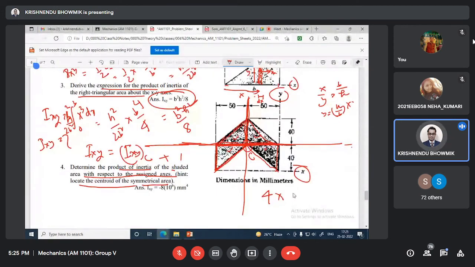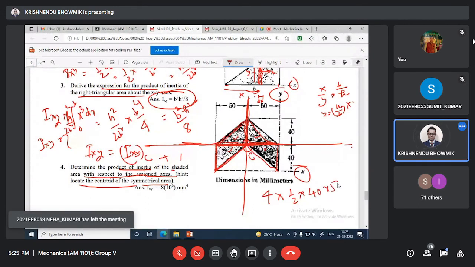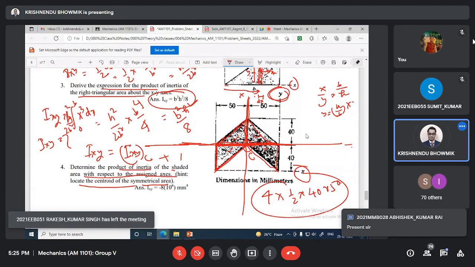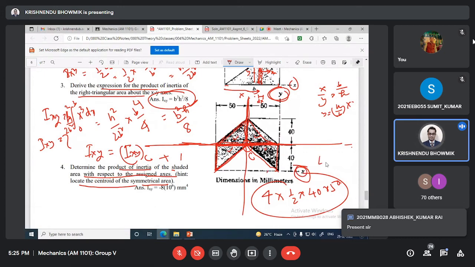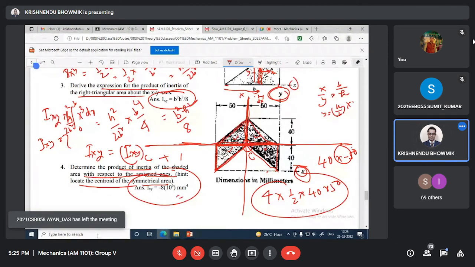So it is 4 times half multiplied by base multiplied by height. So we can get the area. Then the distances from this axis and this axis: from the x-axis the distance is 40, from the y-axis minus 50. You put these in and you will get the value of Ixy.